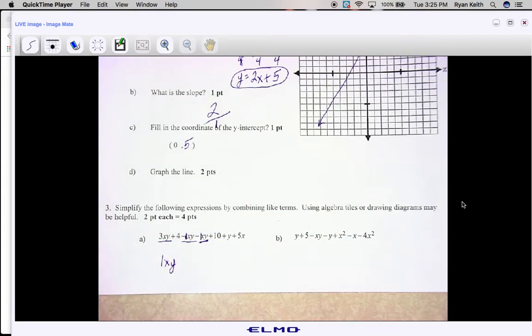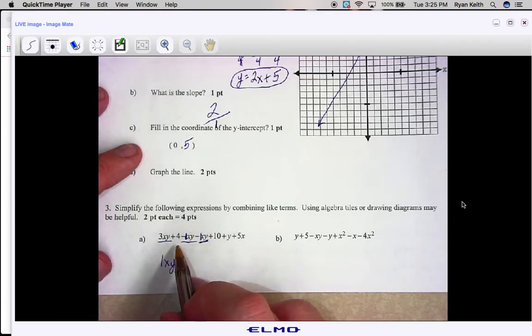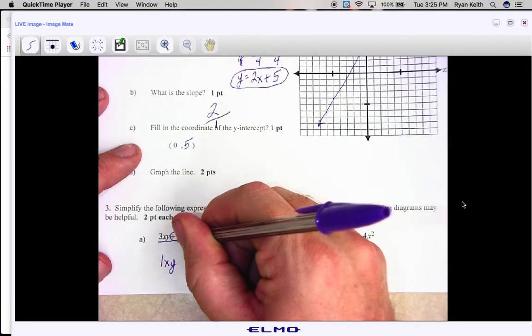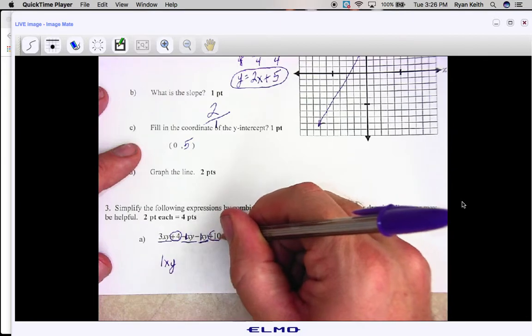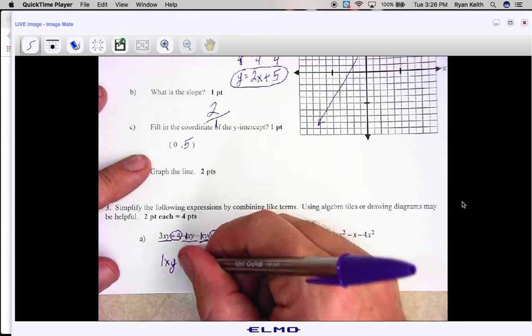1xy. That's what's left when those 3 are combined. What else are like terms? Well, okay, I was going to use the underlining method from Chastity, but I think now I'll circle the next like terms. Plus 4, plus 10. Those are just numbers, right? Numbers can go together. Positive 4 and positive 10.